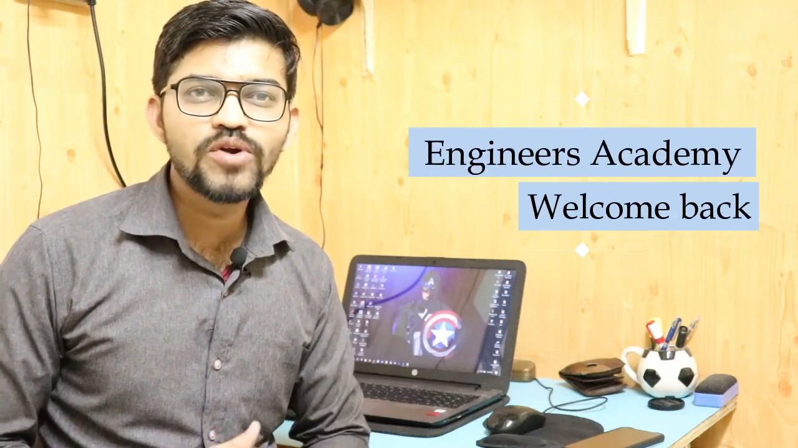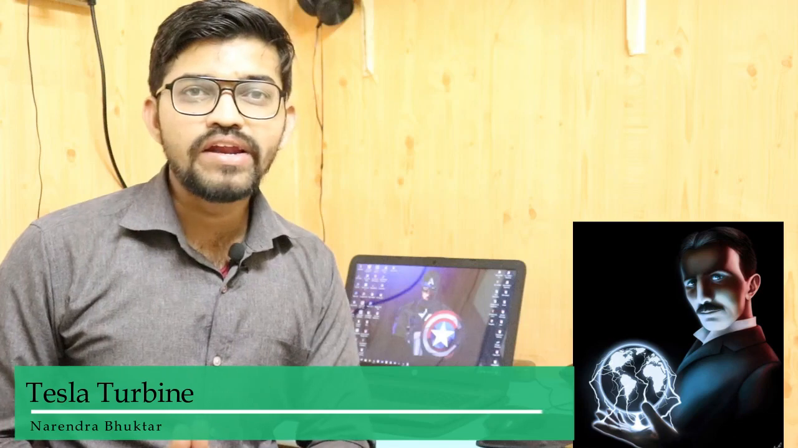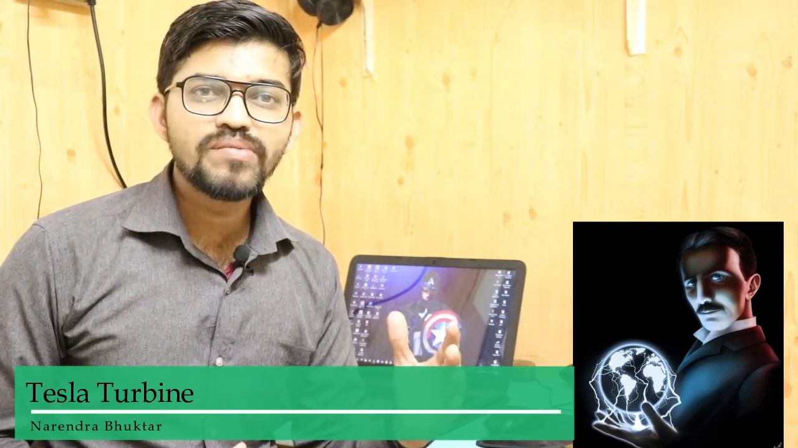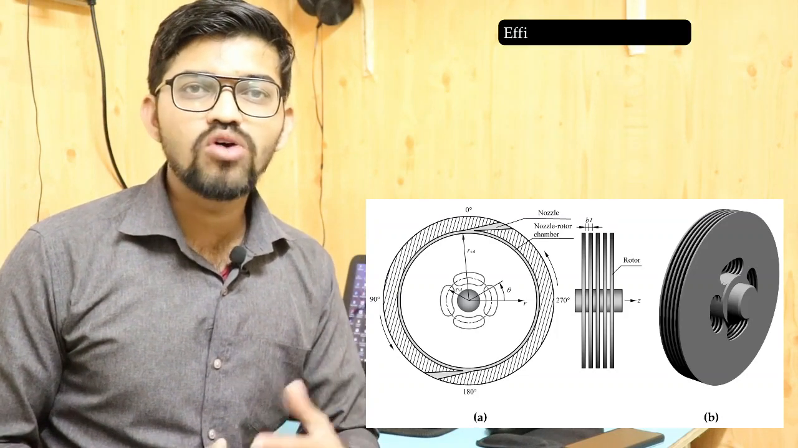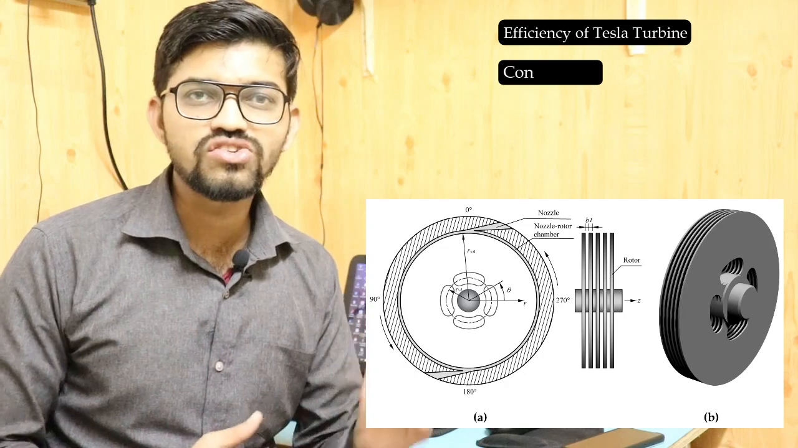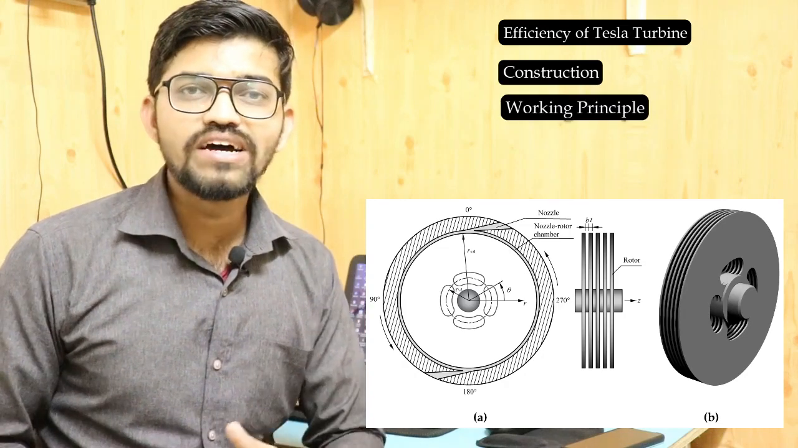So guys, in this video, we are going to learn about another new invention by Mr. Nikola Tesla in the early 20s, that is the Tesla turbine. The Tesla turbine is a modification of the conventional turbine. This is a bladeless kind of turbine, and in this video, we are going to learn about the efficiency of this Tesla turbine, its construction, working principle, and applications.